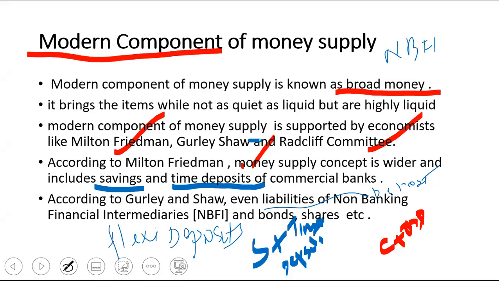That is why Gurley and Shaw said that the liabilities of non-banking financial intermediaries are included. Liability means, for example, the deposit. I am depositing my money in Bank of Baroda, so Bank of Baroda has a liability. When I go, I must get that money. That is why non-banking financial intermediaries are also included. Okay.